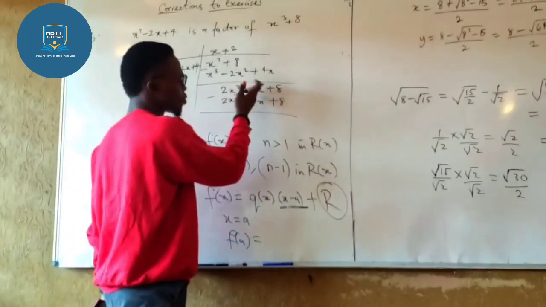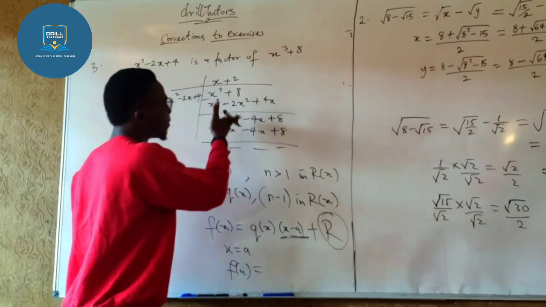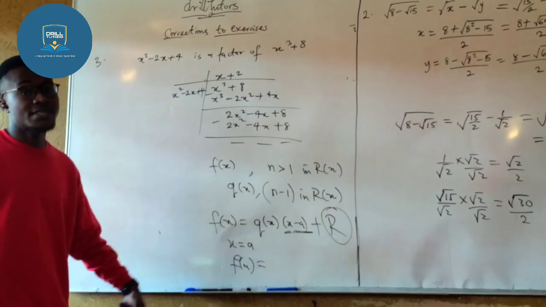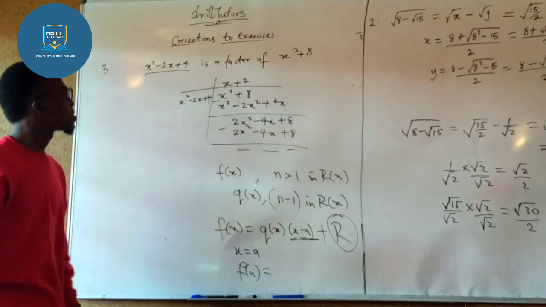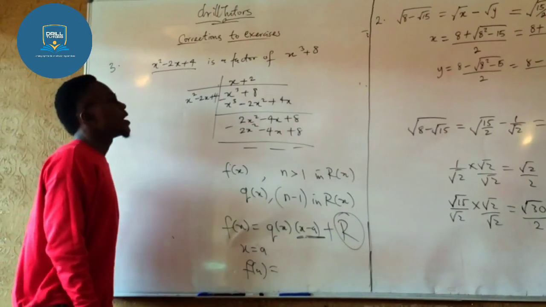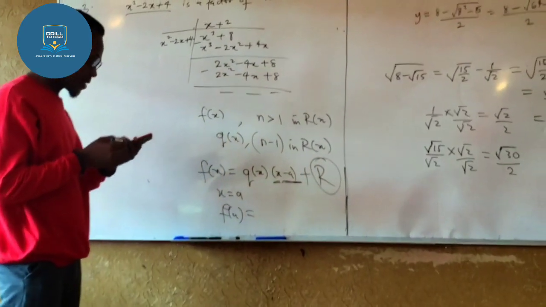Now, subtracting the two expressions from each other actually gives you 0, telling you that the remainder is simply 0. Which proves that x squared minus 2x plus 4 is a factor of x cubed plus 8.